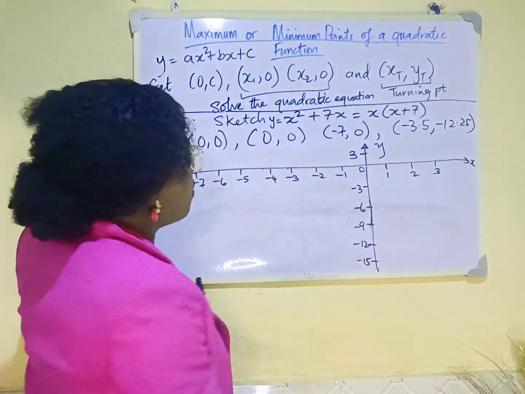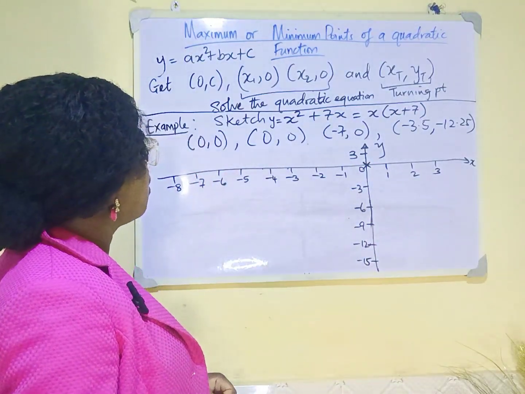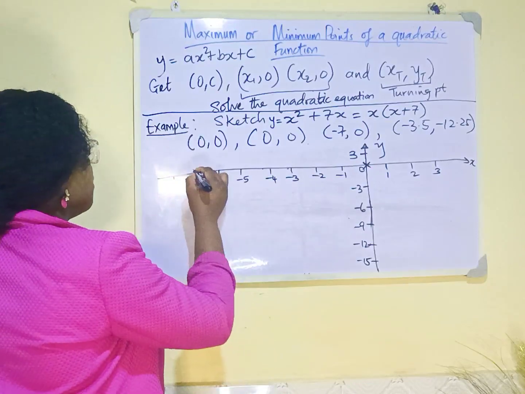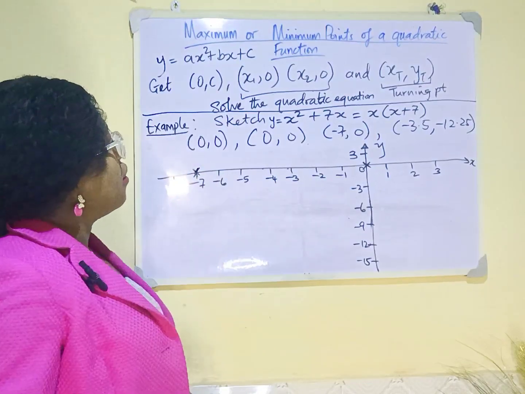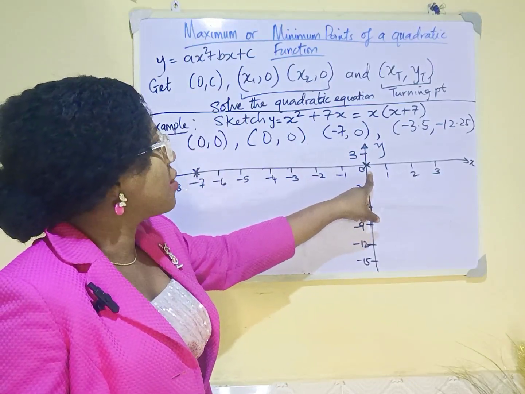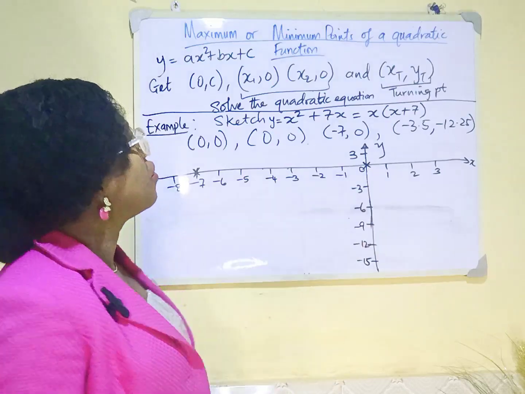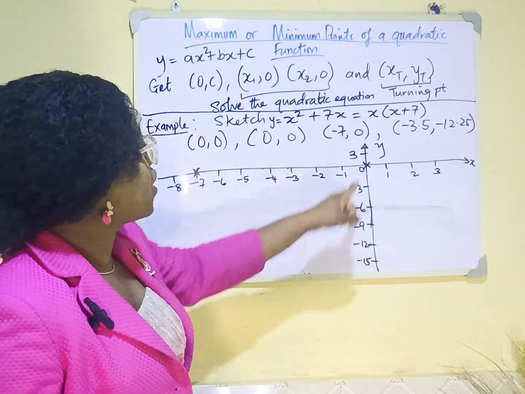Where is 0, 0? It is the center, and I have it twice. Okay, minus 7, 0 here. So what this means is that where it cuts the y-axis is the same place it cuts the x-axis at one point. So we are going to have something like this.